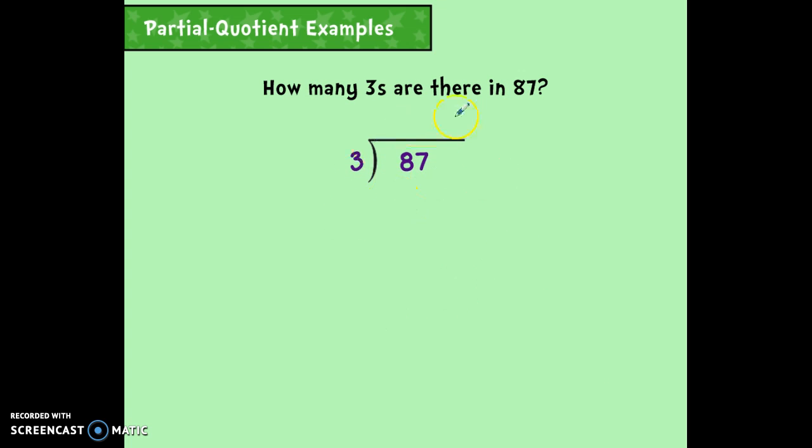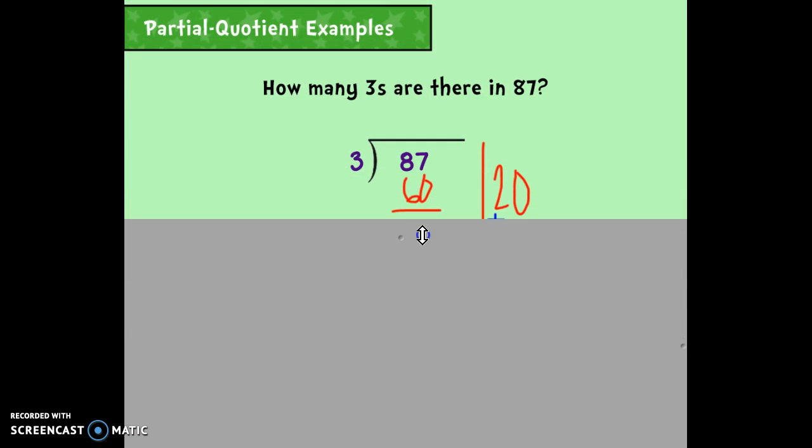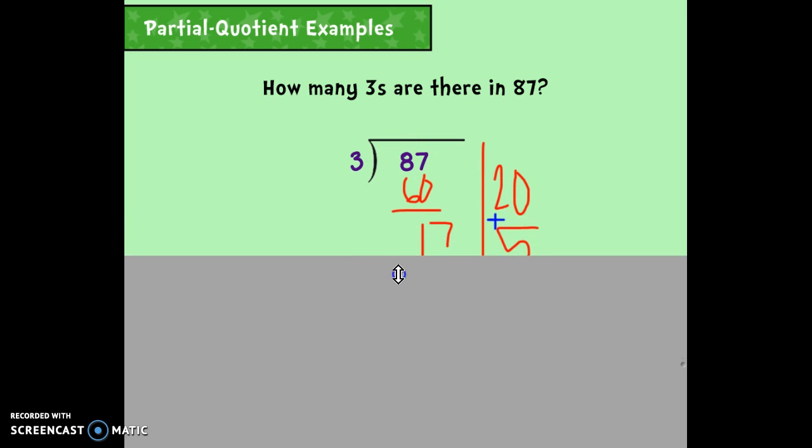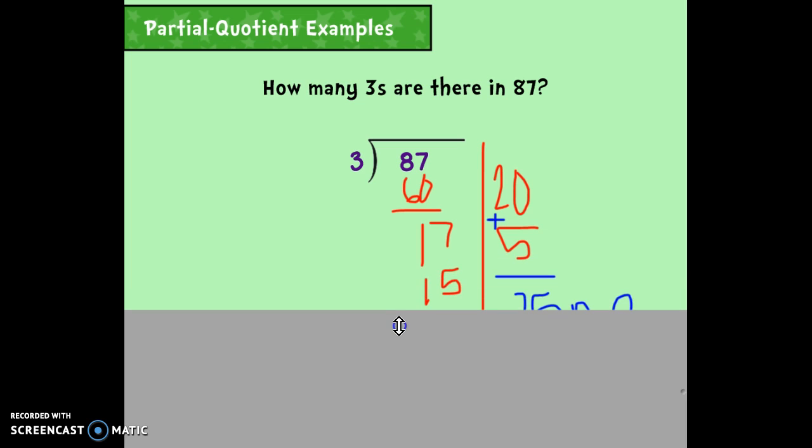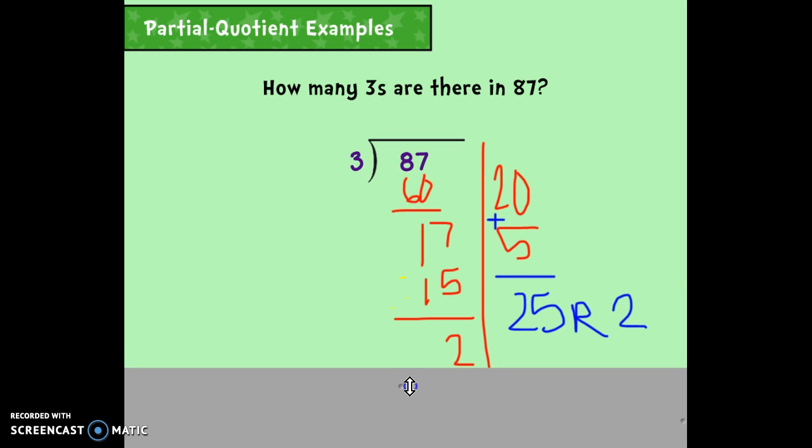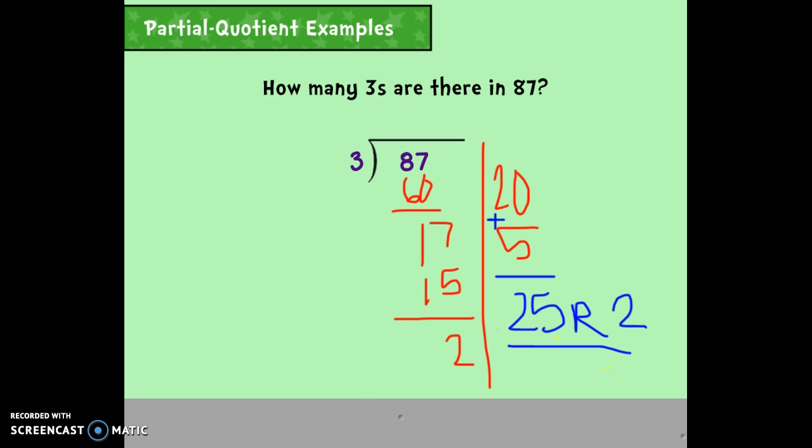I want you to pause and try this one. So first of all, I tried 20. You could try something different. 3 times 20 was 60, so I put that in. Subtracted that, I get 17. Then I found out 3 fits into 17 5 times. 3 times 5 is 15. Subtract those, I got 2. 3 can't fit into 2, so my answer should have been 25 remainder 2.